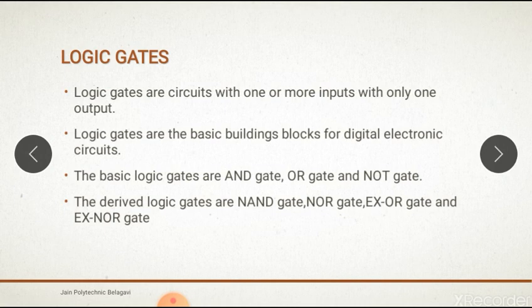The derived logic gates are NAND gate, NOR gate, XOR gate and XNOR gate. These gates are combined to form a particular set of operations. The relationship between the inputs to the logic gate and the outputs can be tabulated in the form known as truth table. The truth table specifies the relationship between the input and outputs.